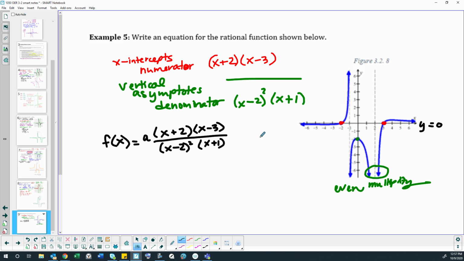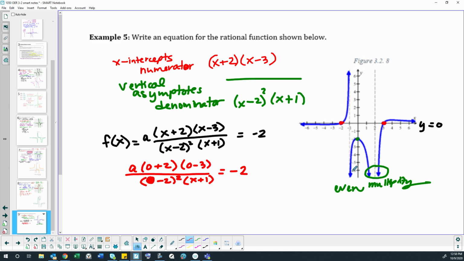So remember, in order to get a y-intercept, we plug in 0 for our x's, and we set that, and then we solve it, and we find the answer. Well, in this case, we already know that the y-intercept is -2 when we plug in x's. I don't feel like I'm organizing this as well as I could. So a times 0 plus 2 times 0 minus 3 over, that should be a 0, 0 minus 2 squared times 0 plus 1. All of that times a should equal our y-intercept at -2.